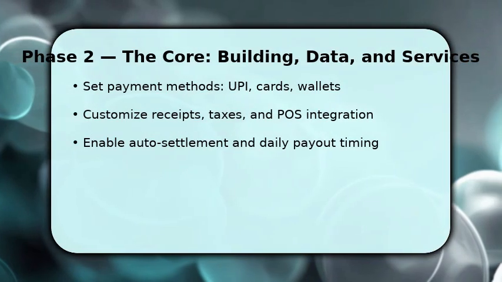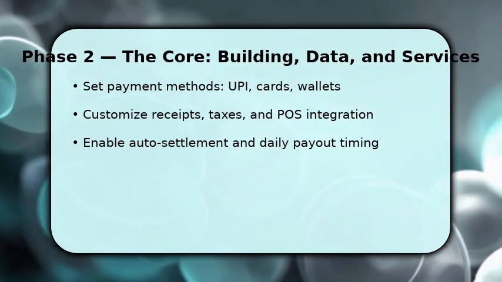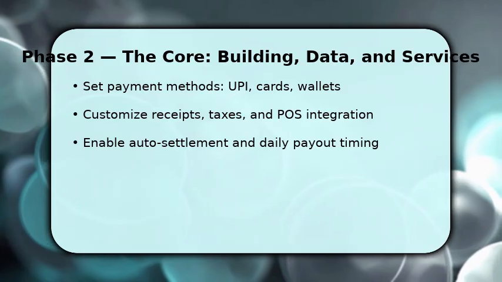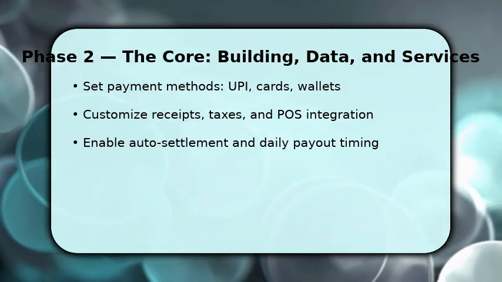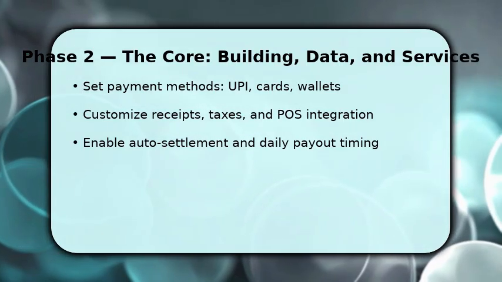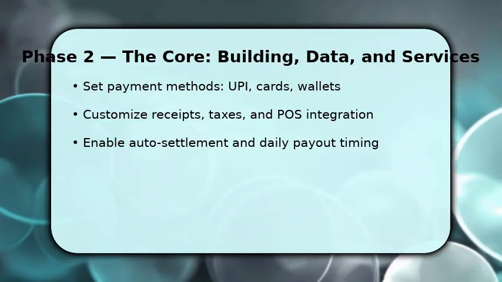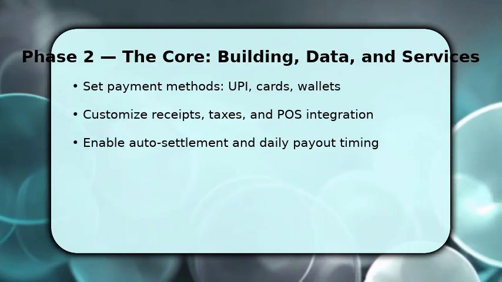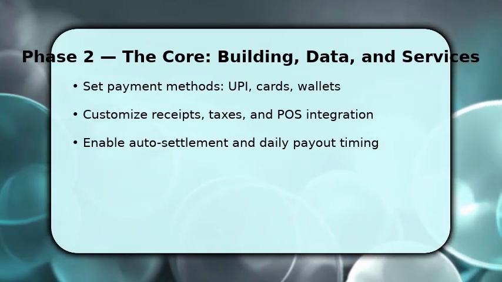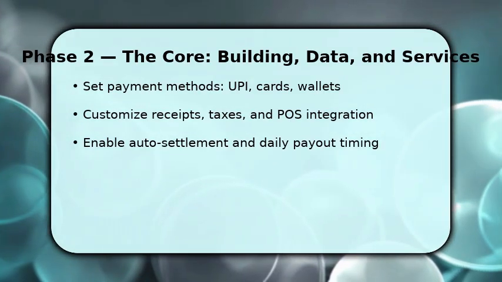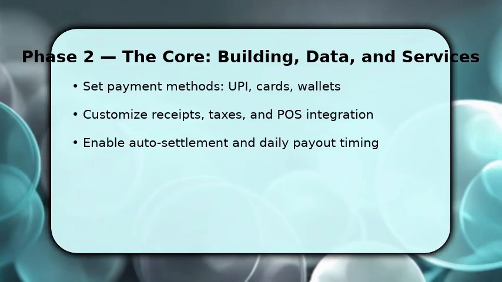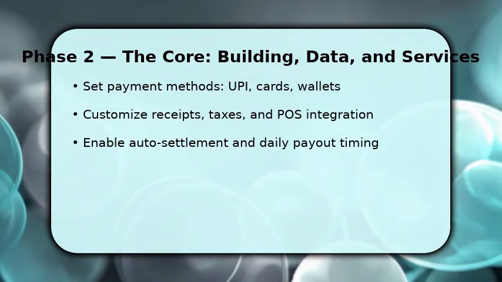Now you configure how payments flow. From settings, choose payment methods. Enable UPI, debit/credit cards, and popular wallets. Connect a POS or card reader if you use one. Configure receipts. Add business name, GST, tax rates, and optional tipping. Once done, set settlement preferences: automatic daily transfer, minimum threshold, or manual release, so cash flow matches bookkeeping.